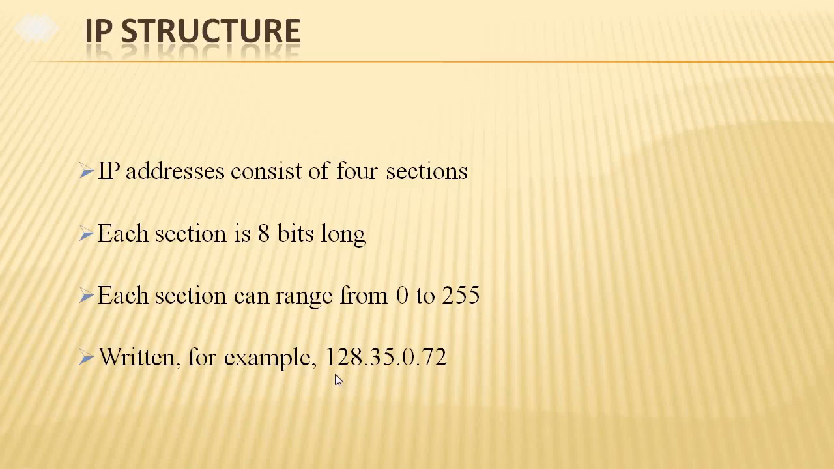For example, 128.35.0.72. This IP address is based on 4 sections, and each section consists of 8 bits, and its range is 0 to 255.